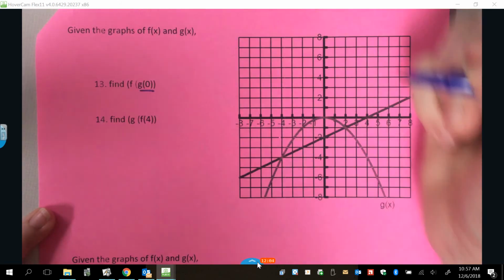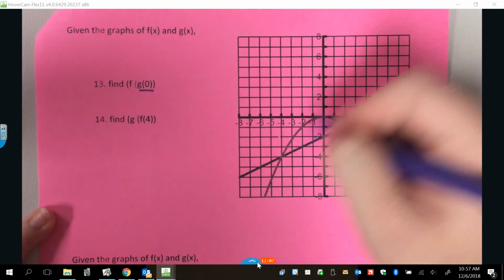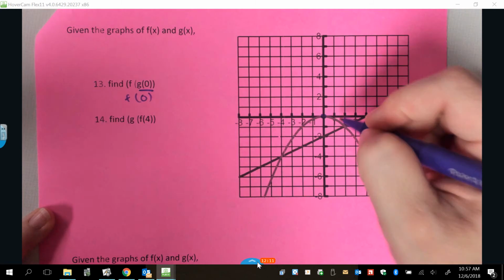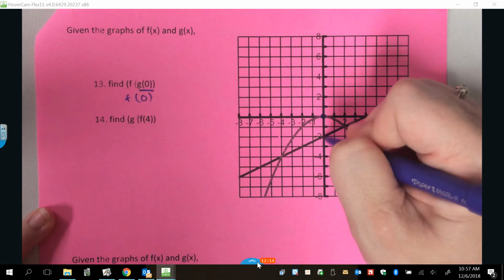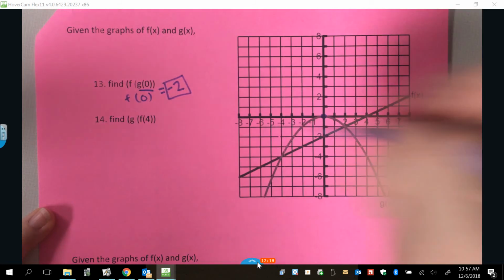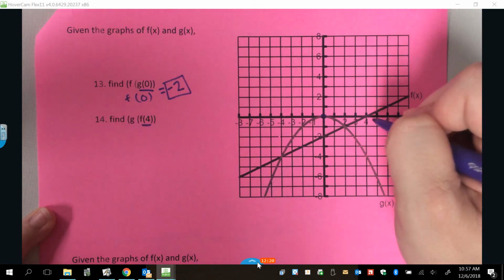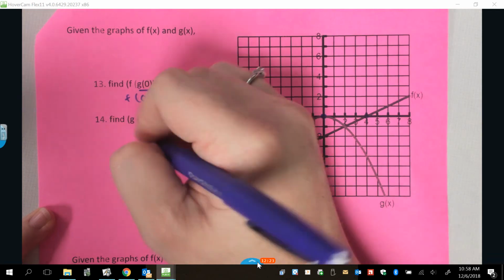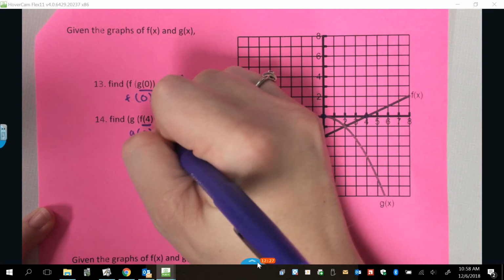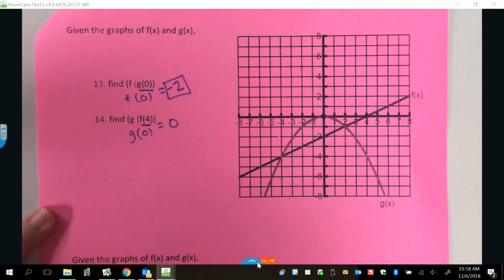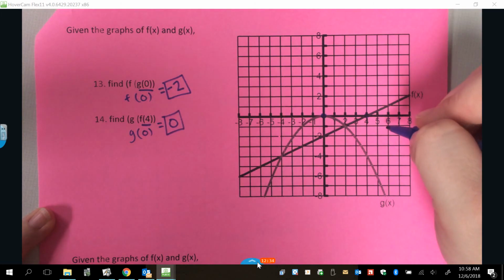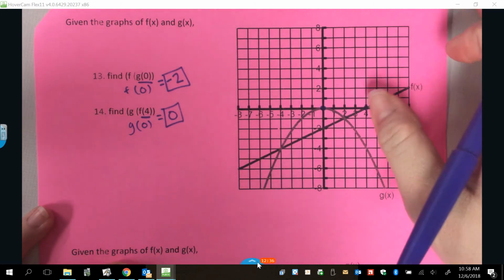Let's find g of 0. So this is g. So g of 0 is 0. And then f of 0, so this is f, is negative 2. Now I need to find f of 4, which is 0. And now I need to find g of 0, which is 0. Okay.